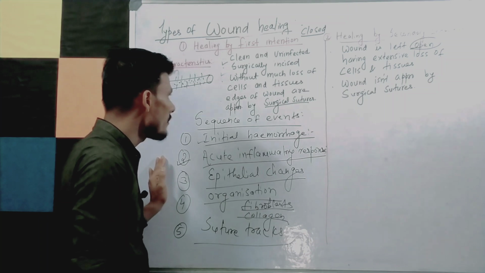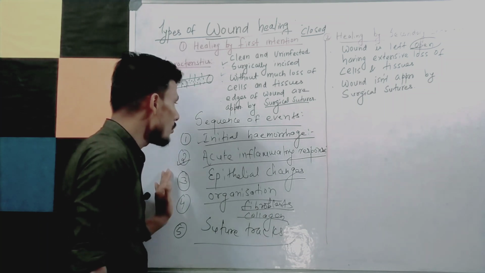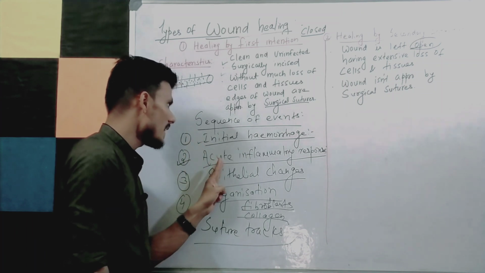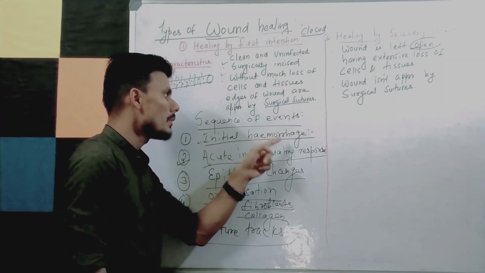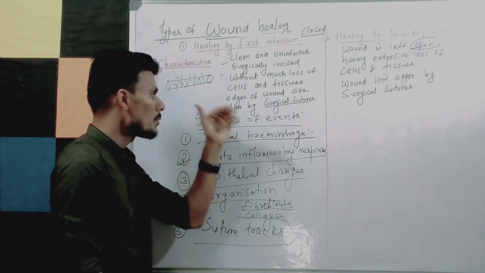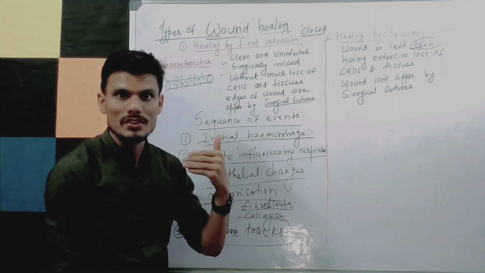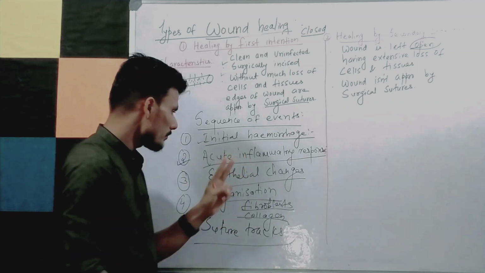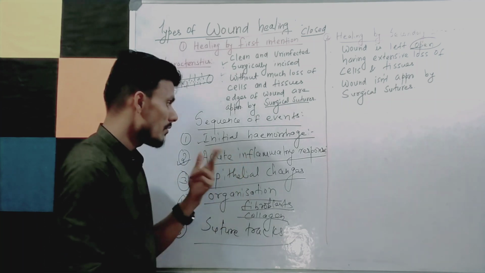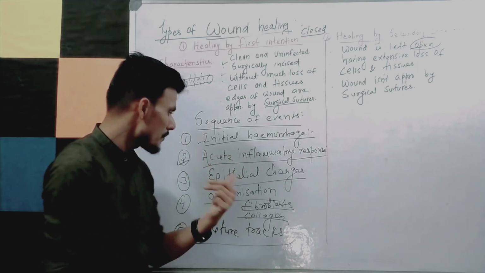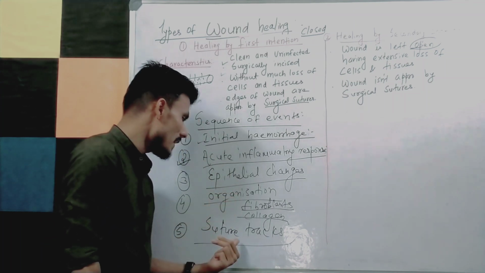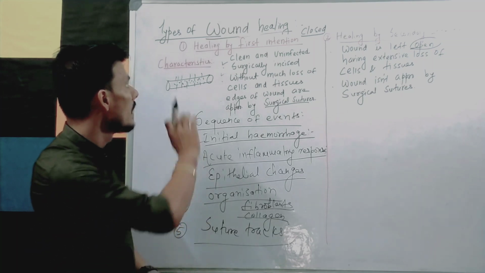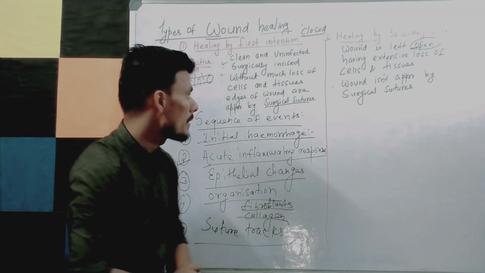So remember that the sequence of events in primary wound healing is, the first thing, initial hemorrhage. The second thing is that bleeding will be there and the blood will be clotting there, as I told you, to prevent dehydration and infection. And then there will be acute inflammatory response, epithelial changes, or you can say the formation of the new cells from the epidermis, and then organization, and the last one is where we are going to remove the surgical tract. So this is just the sequence of events which take place in case of primary wound healing.